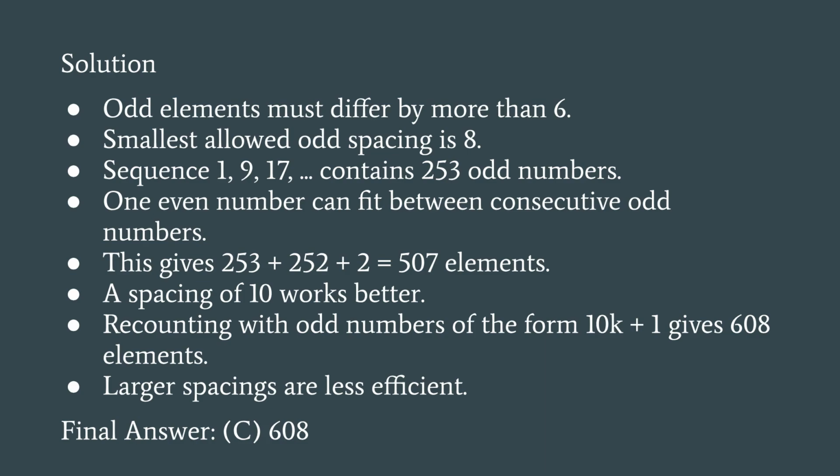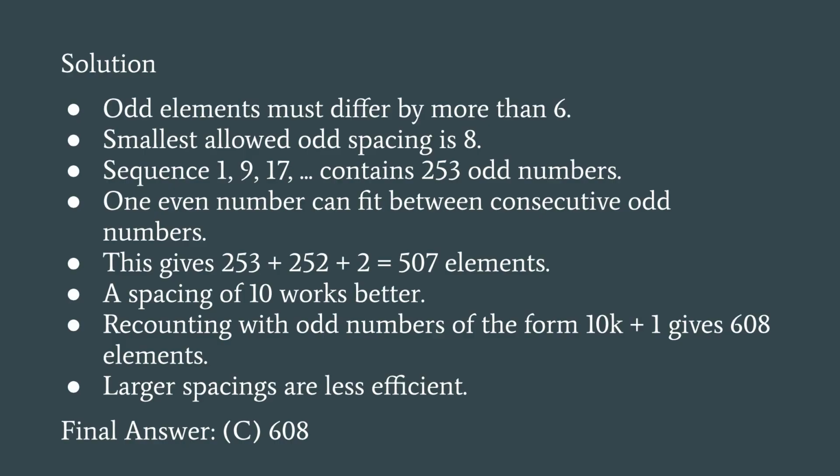Now consider the gap between two consecutive odd numbers, such as 1 and 9. Because every pair of elements in S must differ by more than 2, we can fit at most one even number between them. For example, 5 can be included, but no second even number can be added without violating the spacing condition. There are 252 gaps between the 253 odd numbers, so this contributes 252 even numbers.